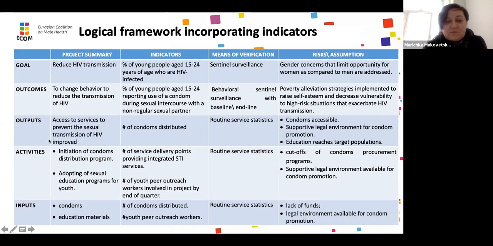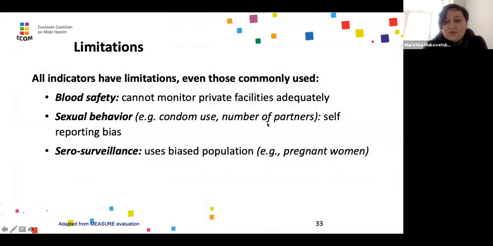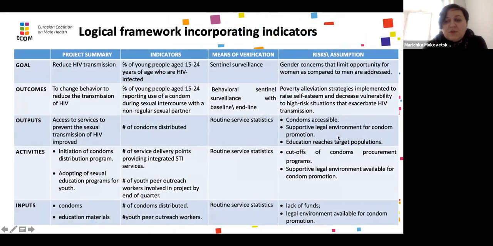Outputs indicator. In my case, it's that access to services to prevent the sexual transmission of HIV is improved, and I may count the number of condoms distributed, collected through routine service statistics. Again, the assumptions are supportive legislation, condoms available, and that we reach our target audience with our education programs.